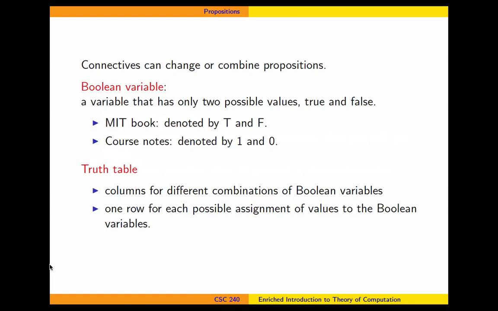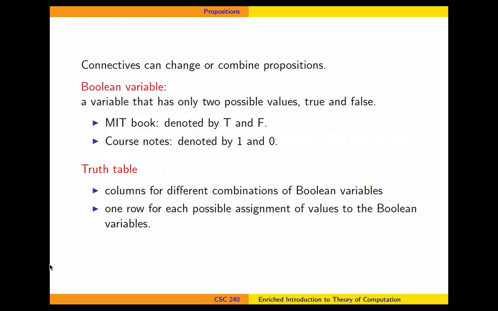Various words in English are used to create new propositions from existing propositions. Some examples are or, and, not, and implies. We can specify the meaning of these words using a truth table. We'll use Boolean variables such as p and q to denote arbitrary propositions. These are variables that have only 2 possible values, true and false. The MIT book denotes these values by the letters T and F. The course notes use 1 and 0 to denote them.